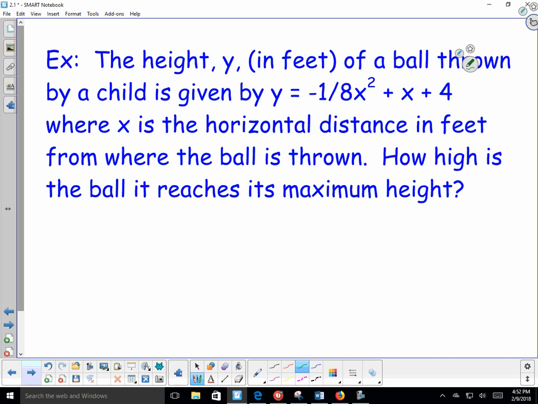The height y in feet of a ball thrown by a child is given by y equals -1/8 x squared plus x plus 4, where x is the horizontal distance in feet from where the ball is thrown. So how high is the ball when it reaches its maximum height?